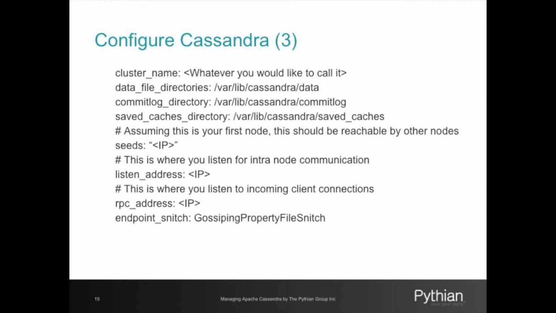Then for the listen address, you put again the IP of your node there, and for incoming client connections, the RPC address, you do the same. You can read the notes about these settings, especially about the listen and the RPC address. For example, listen should never be 0.0.0.0, so you should not be listening on every available IP.